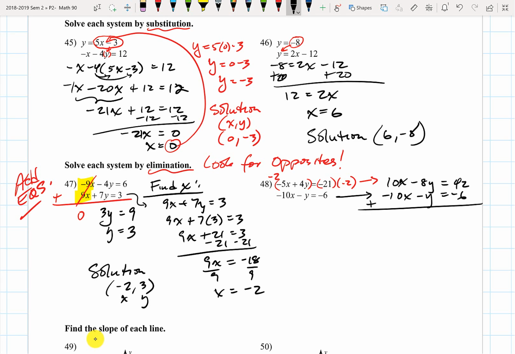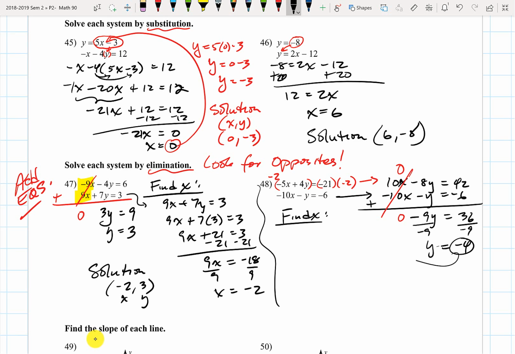So I'm just going to bring it over here and work with it. And then I'm going to add equations. All right, opposites always cancel to 0. So you have 0 right here, 0 minus 9y here is equal to 36. All right, divide both sides by negative 9. All right, y is equal to negative 4. And then you substitute back. You got to find x here. And then when you do, you take y here and you substitute it in.